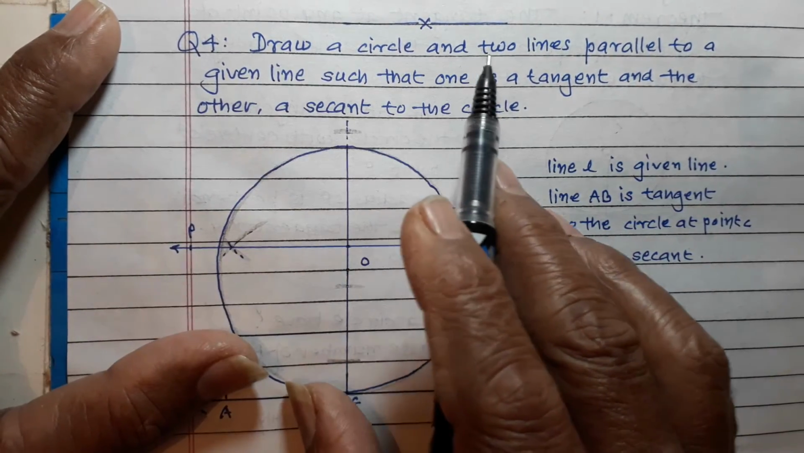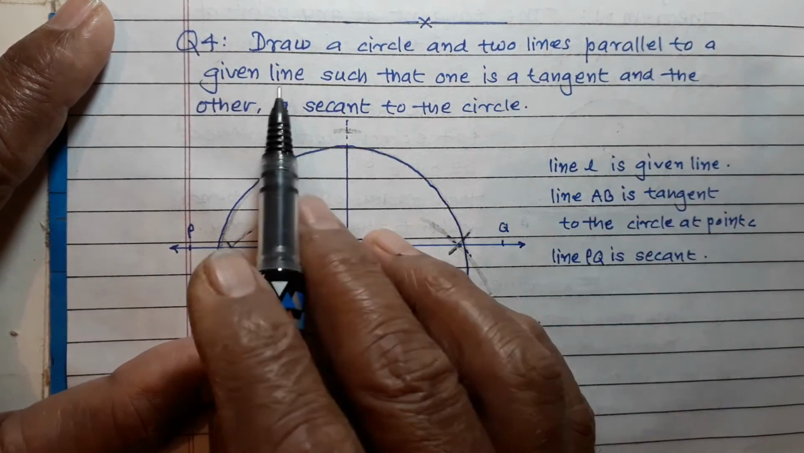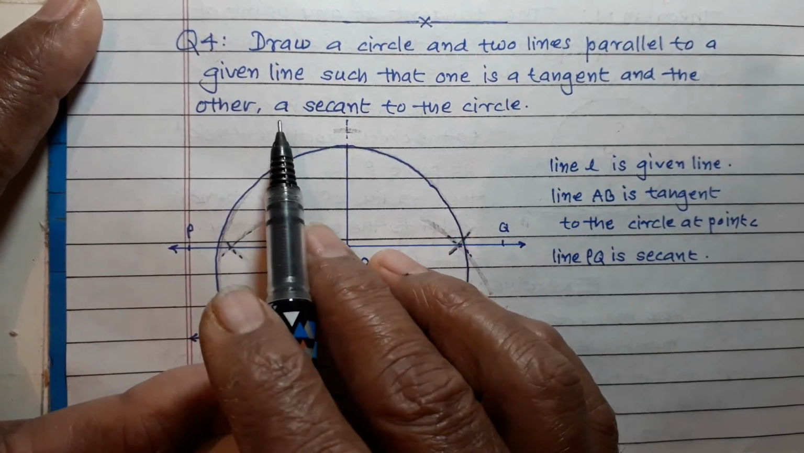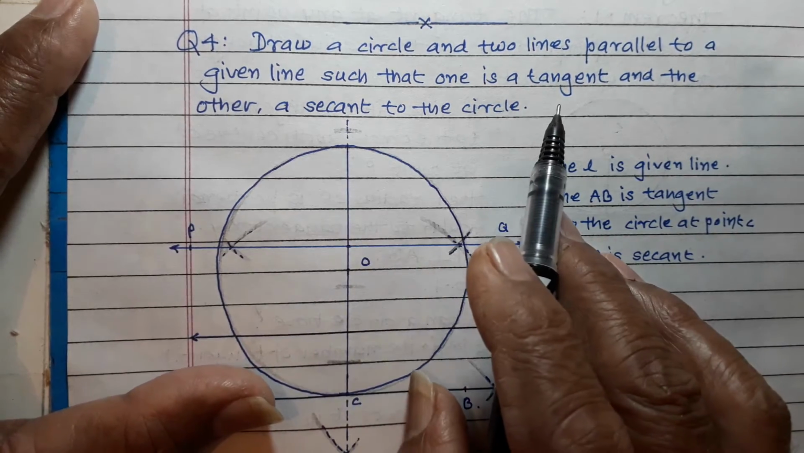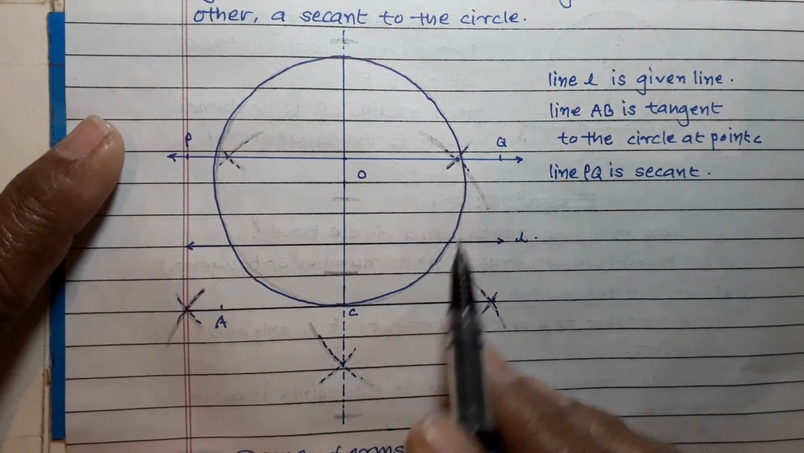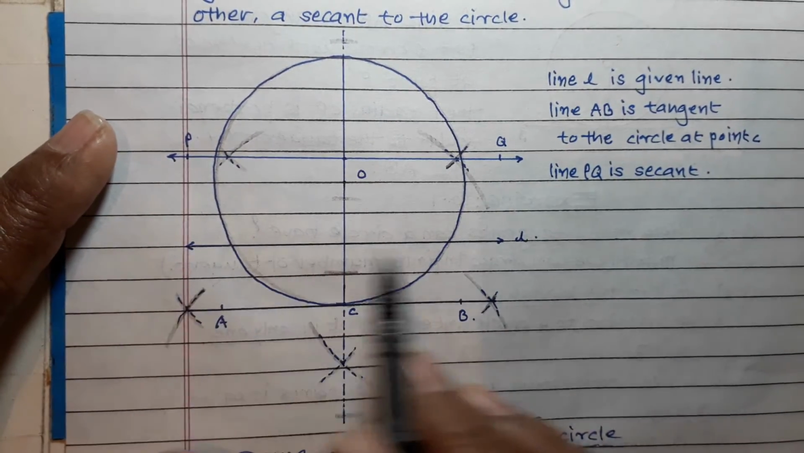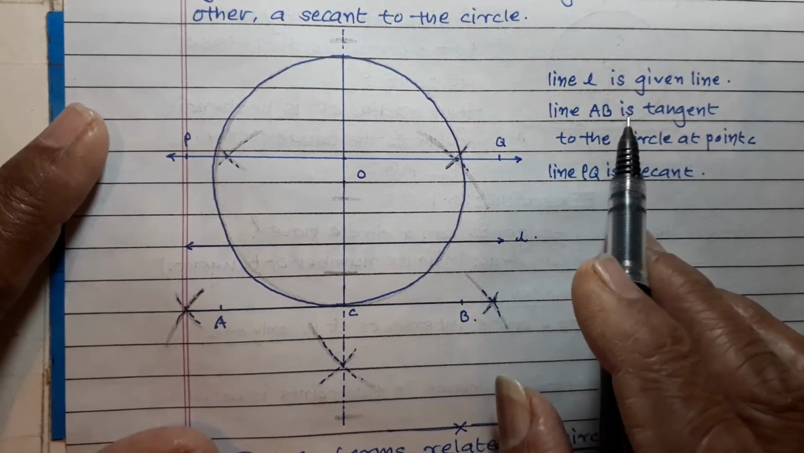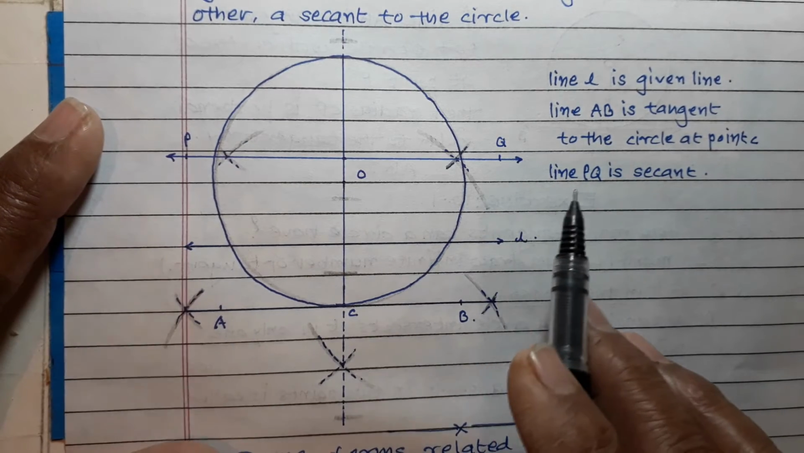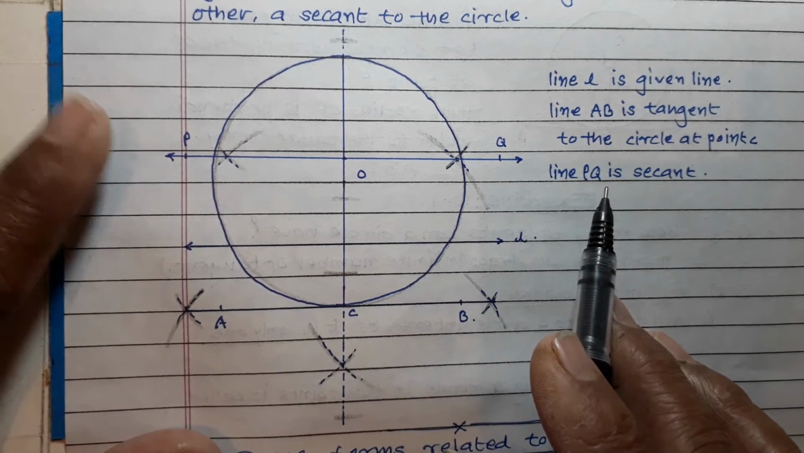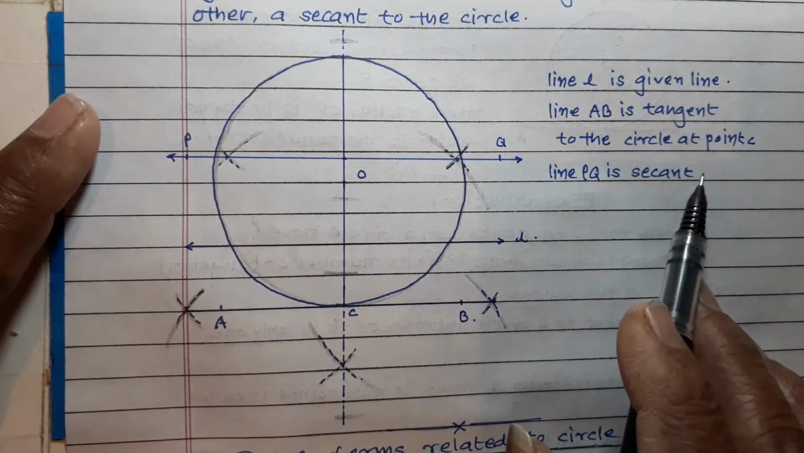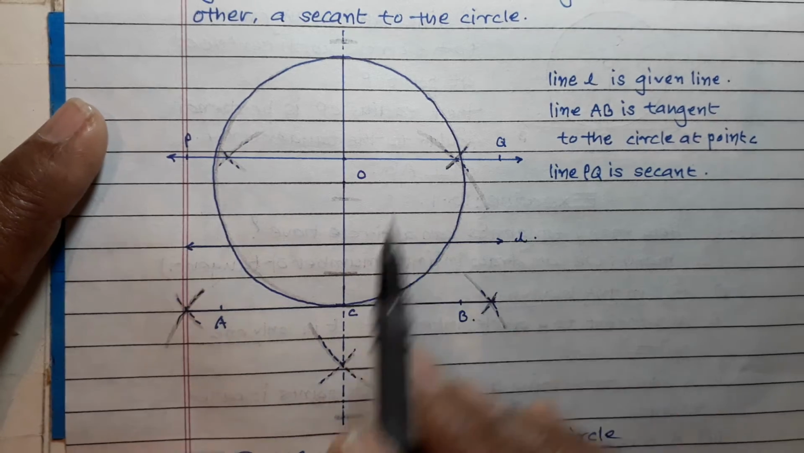Question number 4. Draw a circle and two lines parallel to a given line such that one is a tangent and the other a secant to the circle. So line L is given. Line AB is tangent to the circle at point C. Line PQ is secant, which is parallel to the given line.